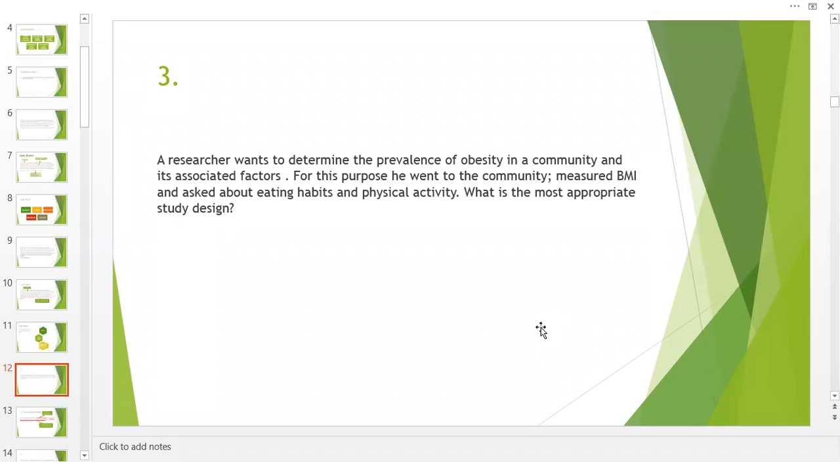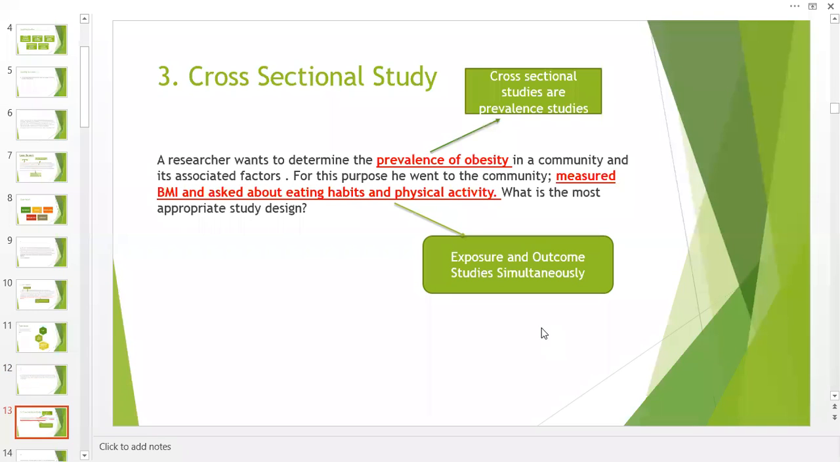Cross-sectional study design. Yes, the correct answer is cross-sectional study design, because cross-sectional studies are also known as prevalence studies. They determine the burden of disease in the community. And the other point was that both exposure and outcome were determined simultaneously in this scenario, because he measured BMI and asked about eating habits and physical activity at the same time. So it's a cross-sectional study.